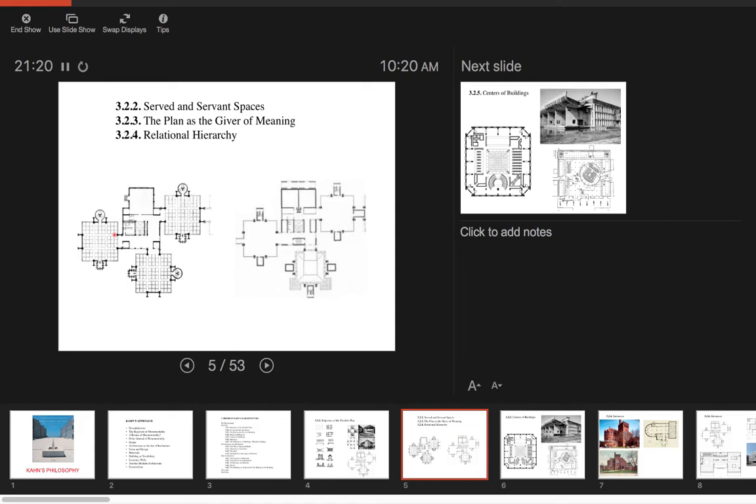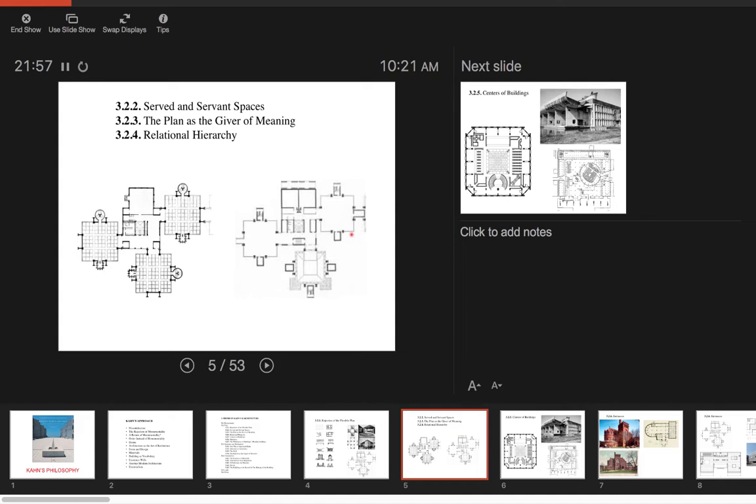Now, at this point, I should be showing you a section of Paul Rudolph's Art and Architecture book. It has 11 levels. And so a section is important. Kahn is mostly thought of in plan. And relational hierarchy, we've got this space, then we got these three guys, then we got these guys. It's like a fractal. Bing, bing, bing.